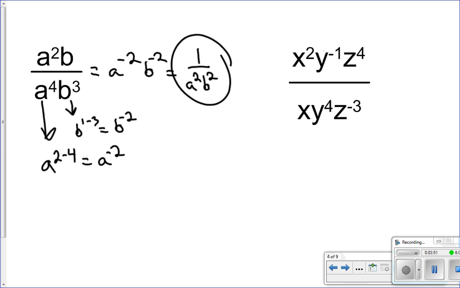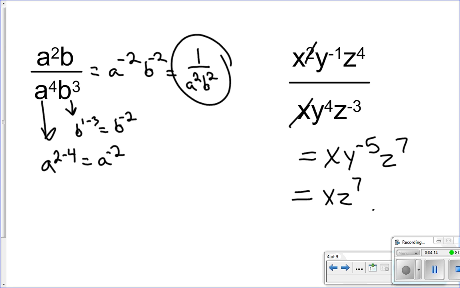And then on this one, I have the x is squared minus 1. I'm left with x on the numerator. Y to the negative 1st minus 4 gives me y to the negative 5th. And then z to the 4th minus negative 3 gives me z to the 7th. Simplify this further, one more step, and I get x z to the 7th. And because y had a negative exponent, it goes to the other side of the fraction. And I get x z to the 7th over y to the 5th.